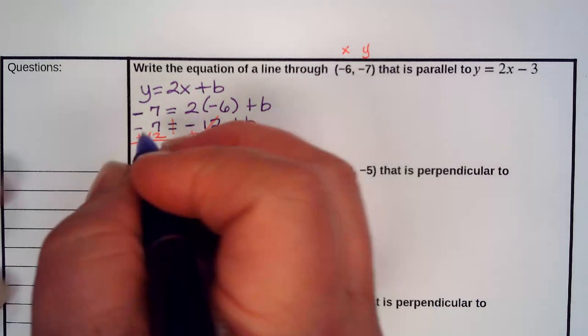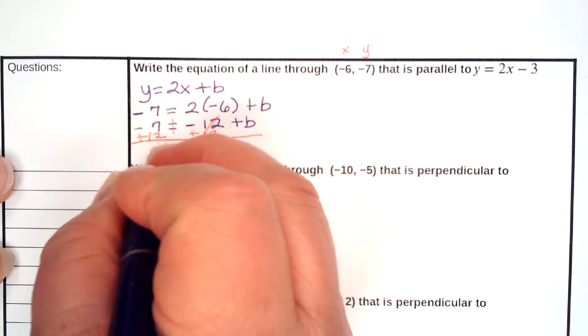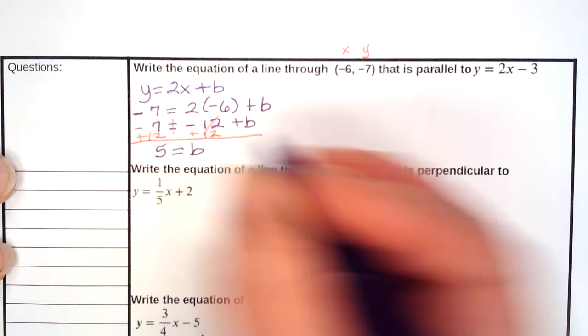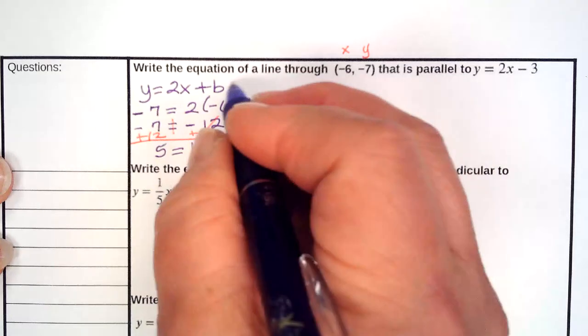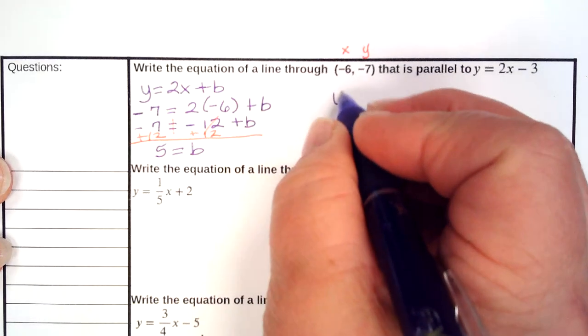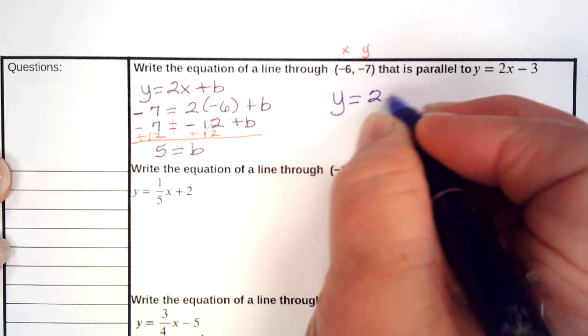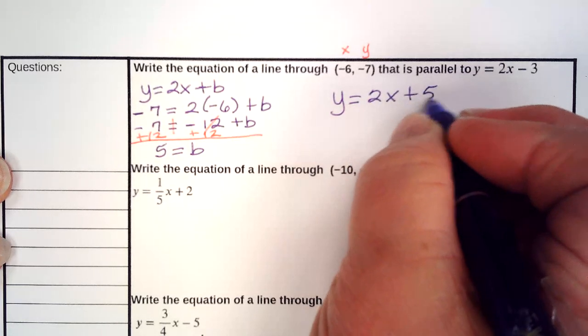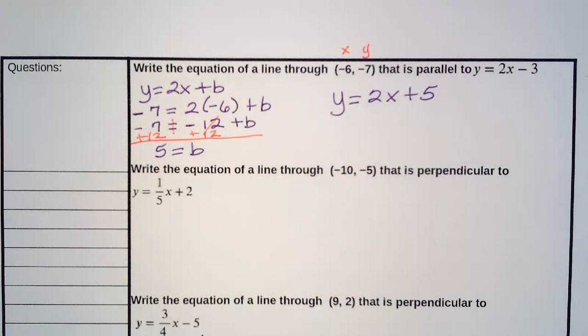Twelve plus negative 7, or 12 minus 7, is 5. 5 is equal to b. Bring your original equation in: y equals 2x plus 5. That's parallel to the original and goes through that point.